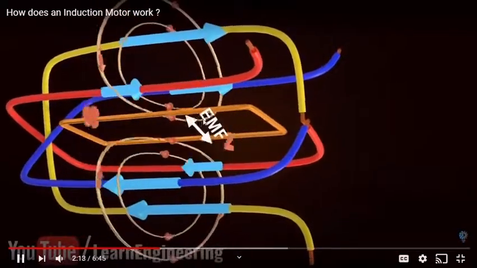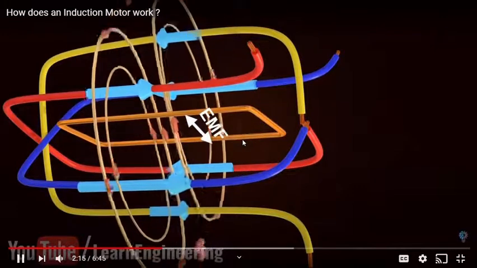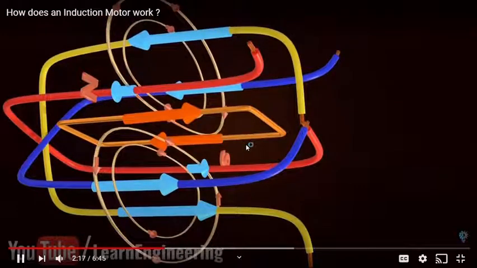EMF will be induced in the loop. So dia akan, tapi kita nak tahu direction dia kat mana. Itu yang saya akan, the most important thing yang memang agak menyulitkan untuk faham. EMF will produce a current in the loop. Okay, so dia tunjuk kat sini dia flow macam ni kan.